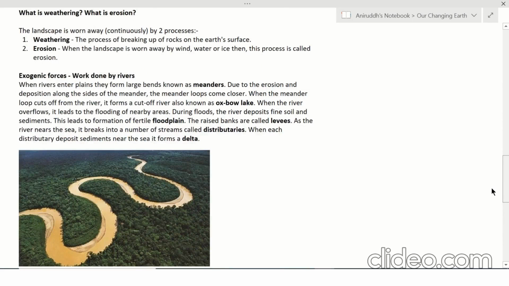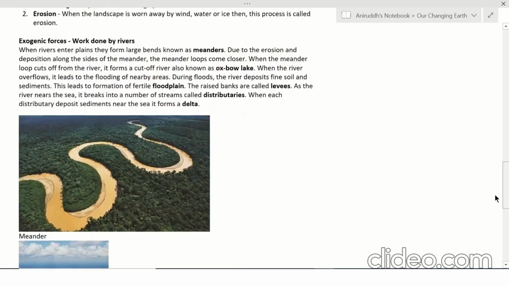As the river nears the sea, it breaks into a number of streams called distributaries. When each distributary deposits sediments near the sea, it forms a delta.